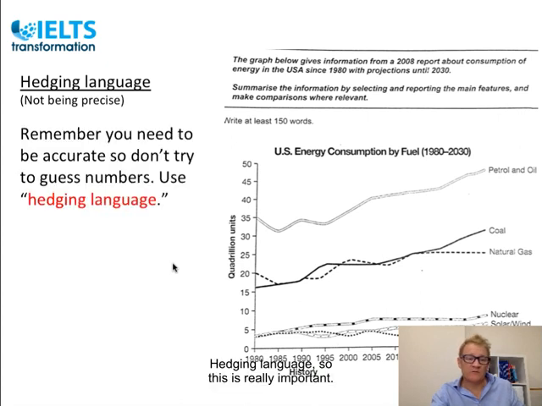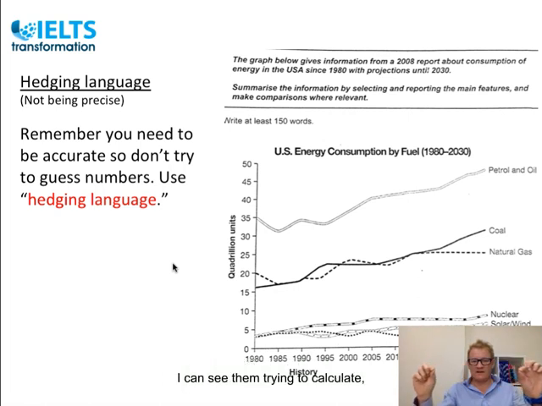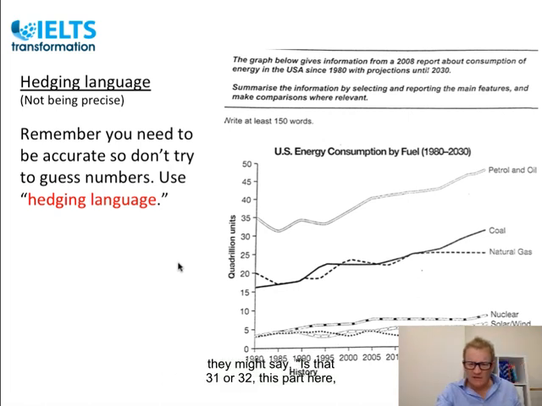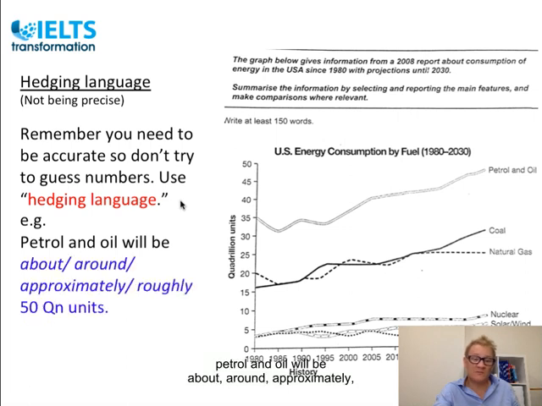Hedging language. So this is really important. What I see a lot is people will get a ruler and draw a line. I can see them trying to calculate it. They might say, is that 31 or 32? This part here, is that 31 or 32? Well, who cares? It doesn't say precisely. Is petrol and oil at 48, 49, or 50, or 47? Where is it at? Who cares? Use hedging language. So you can say petrol and oil will be around, approximately, roughly 50 quadrillion units.